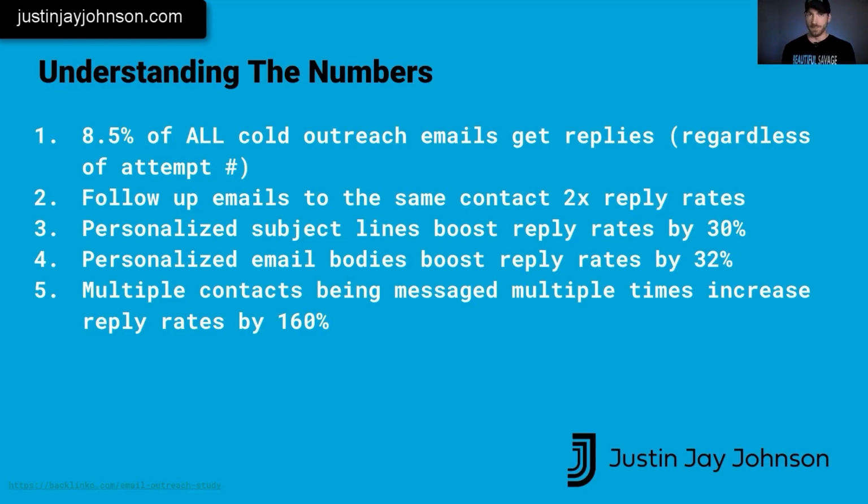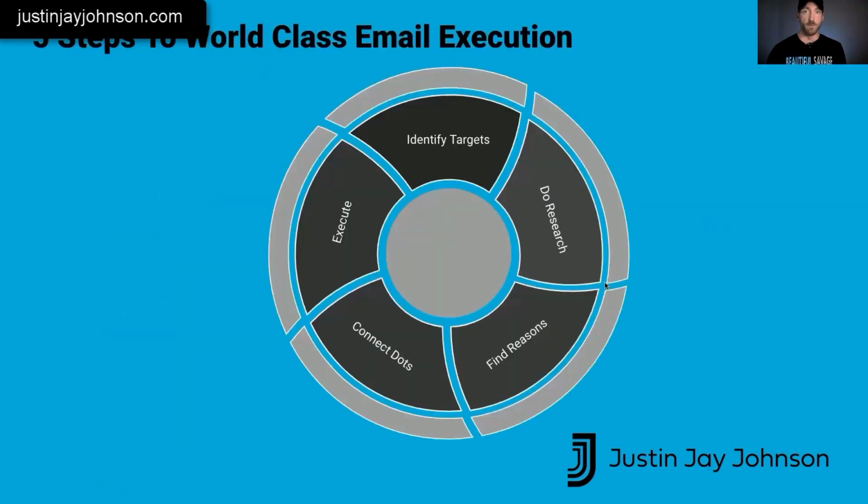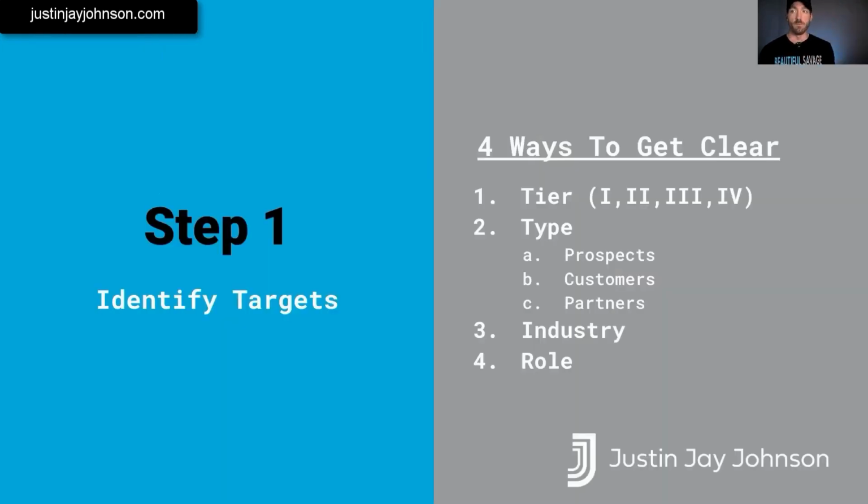Personalization, that moves the needle, both in subject lines and in the bodies by moving them 30% plus for each. And then if you're messaging multiple people in accounts that you're targeting, that's going to skyrocket your reply rates. So now that you know the benchmarks, how do we do it? So what does world-class email prospecting look like? There's 5 steps. Identify the targets, do your research, find reasons, connect the dots, and execute. Now let's break them down one by one.